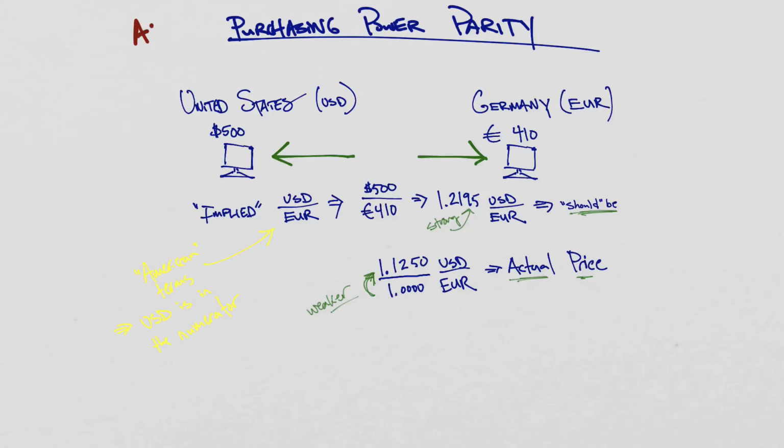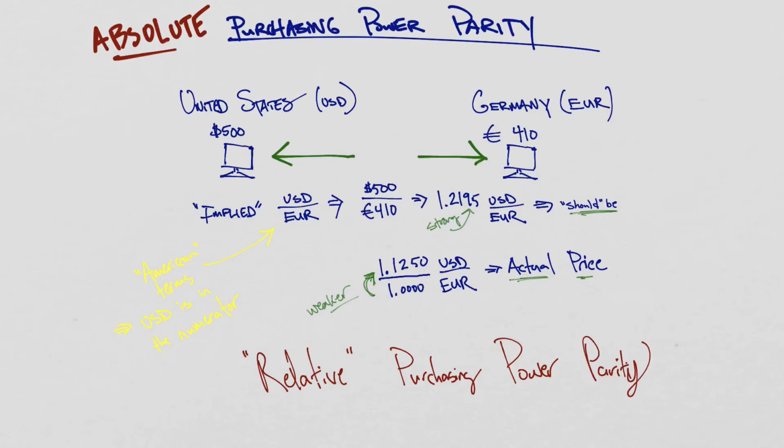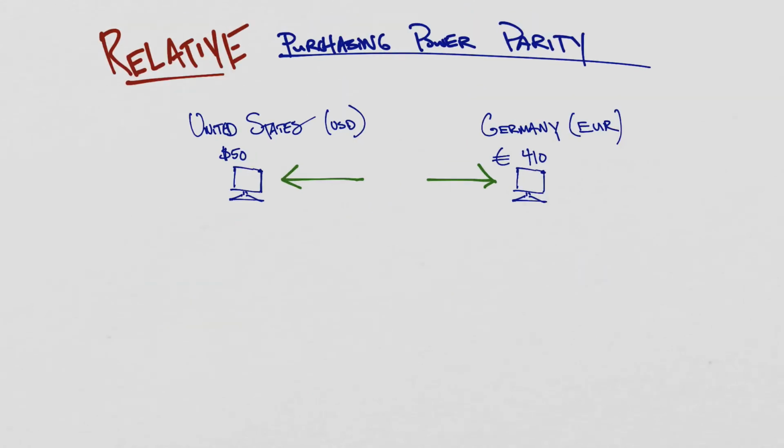This, by the way, is what's called absolute purchasing power parity. It's absolute because we're looking at absolute prices. That is just what the prices are on the shelf today. And that's in contrast to something called relative purchasing power parity. Relative purchasing power parity is where you look at not the absolute prices of a good or a basket of goods between two countries. Instead, you look at by how much they've increased or decreased year over year relative to one another. So you don't look at dollars, you look at rates of difference.